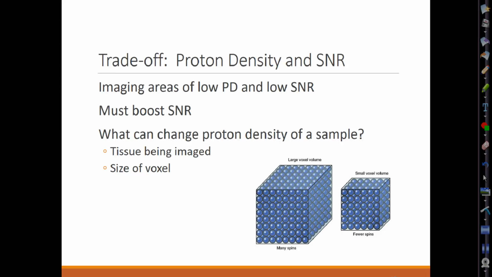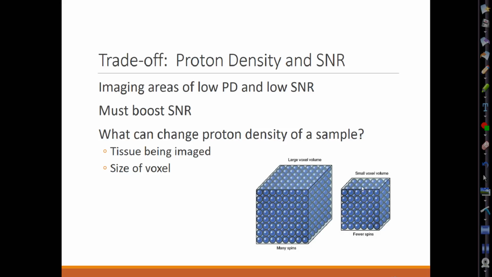So since areas of low proton density have low signal, we might need to manipulate those parameters to boost that SNR. So here's an example of just basically increasing your voxel size. You can see here how these spins are all about the same size. So if you increase your voxel size, you're going to get more of those hydrogen spins. And really, those hydrogen spins are what's going to give us our signal, because they're little bar magnets, remember? You add up those little bar magnets, it creates our net magnetic vector, and that's what gets flipped into the transverse axis.